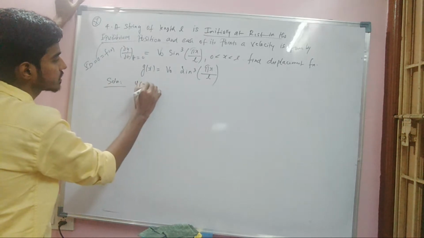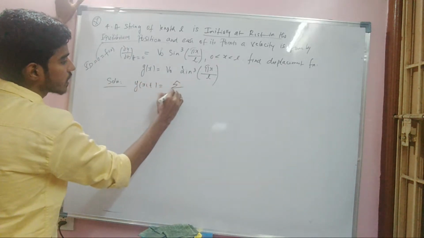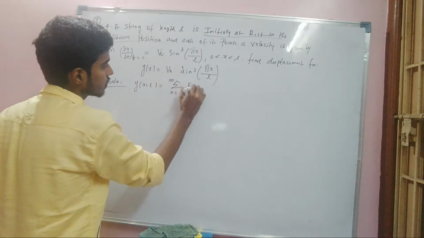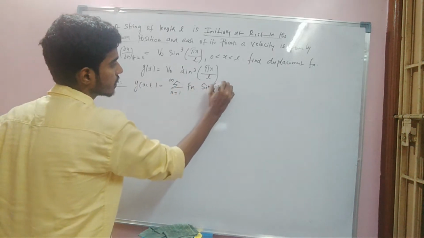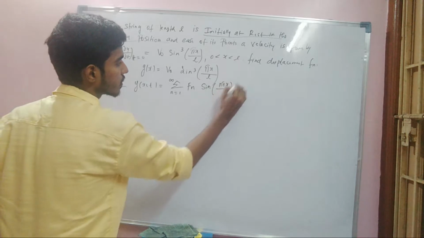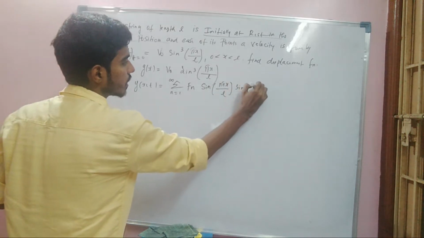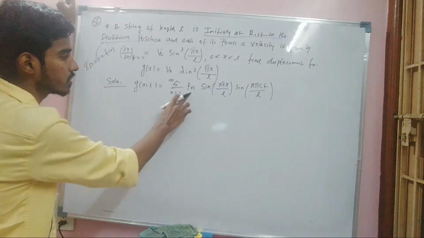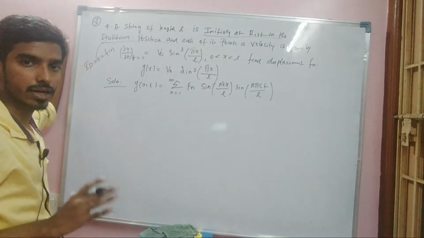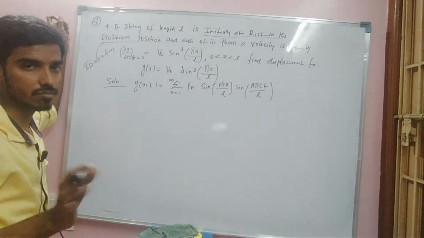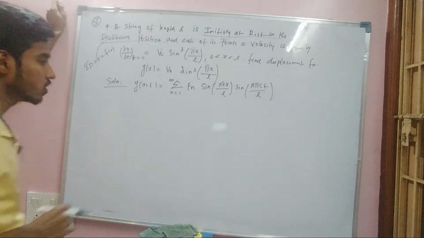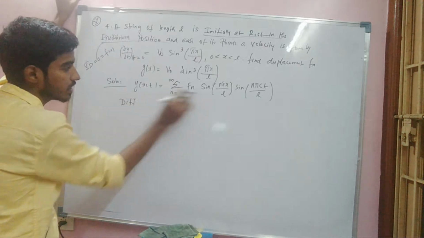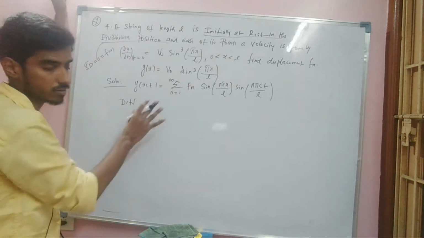So first we need to find y of x comma t is equal to summation n is equal to 1 to infinity fn sine n pi x by L sine n pi ct by L. This is the function we need to find. First we need to find fn. We can also integrate, you know the formula for fn, but I'm not going to do that. What I'm going to do is differentiate both sides and find fn some other way.